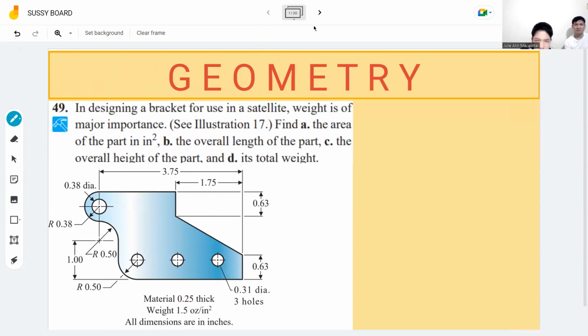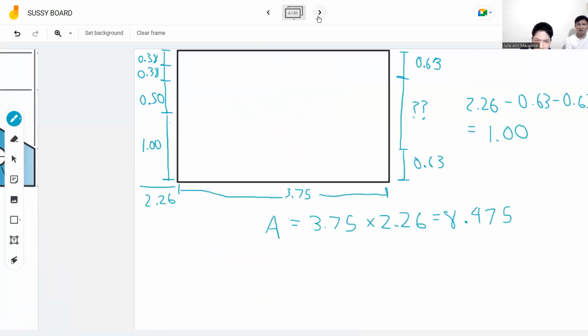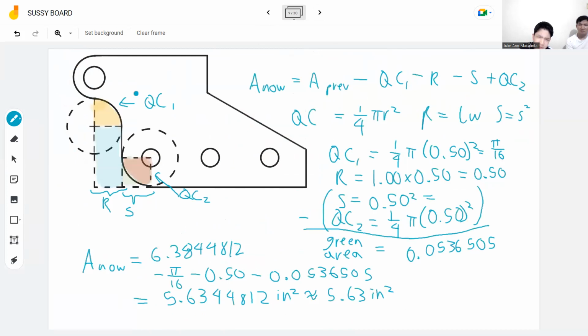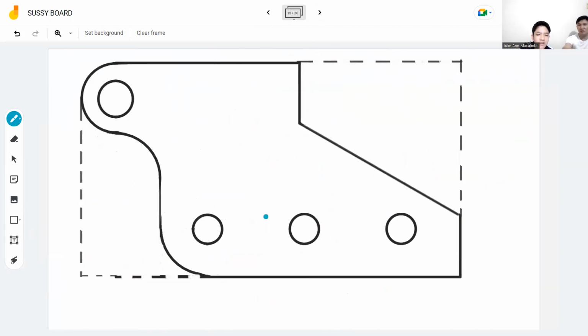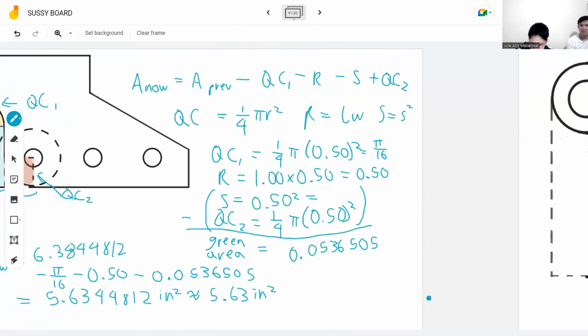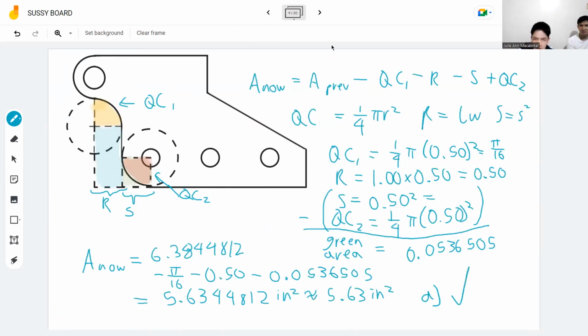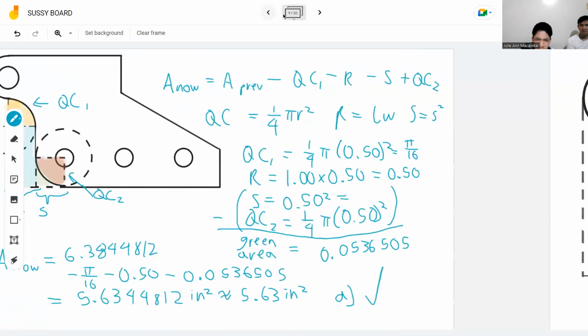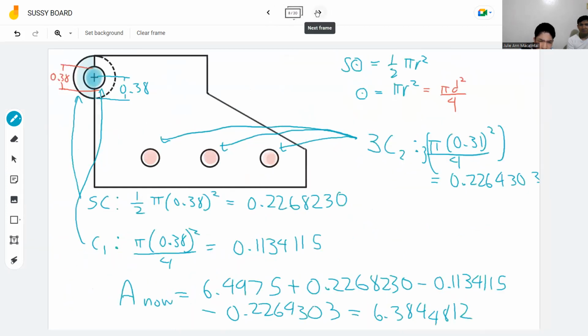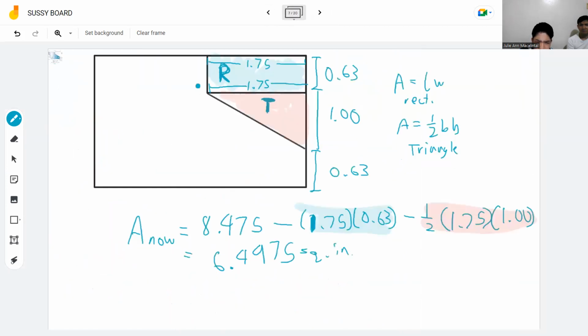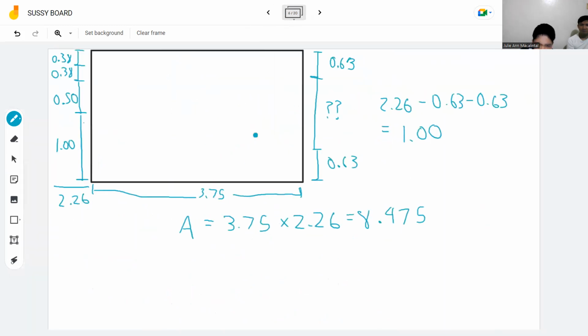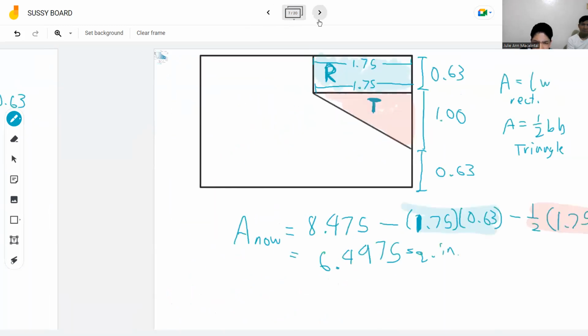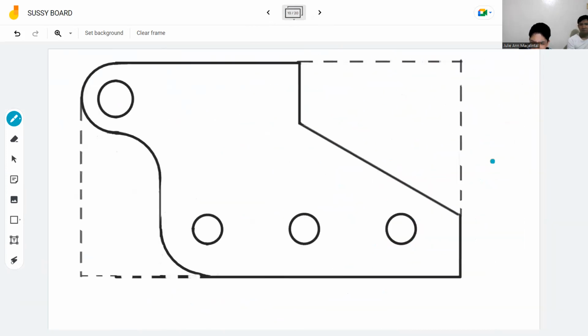For letter B, what's the overall length of the part? Anyway, that's already quite majestic. We arrived with the final bracket. So this is our bracket. This is remarkably easier. Back to the rectangle: 3.75 the length, 2.26 the height.